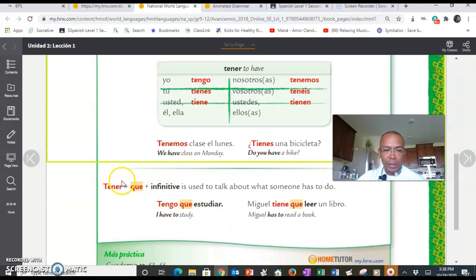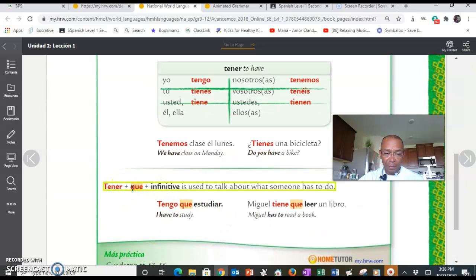Right here it says tener plus que plus an infinitive is used to talk about what someone has to do. For example, if I have to study, you will say tengo, I have, and then in between you will put que. In this case, it will translate to Tengo que, I have to, estudiar. And then the second verb right here stays in its infinitive form, its original form.